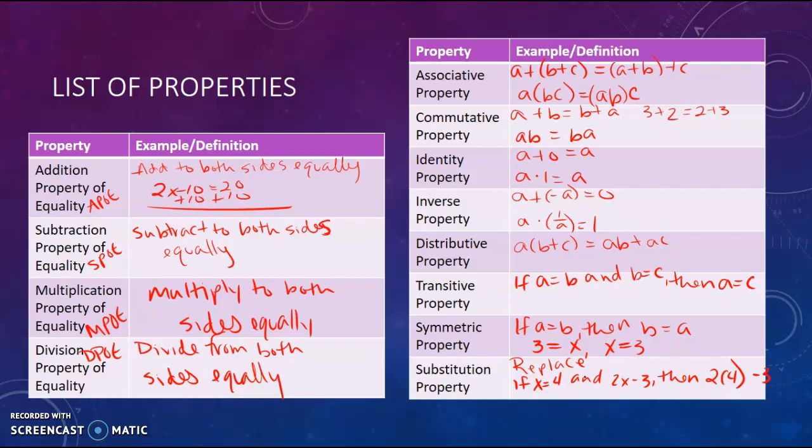So those are properties. These are properties you've worked with some of these before. Some of these maybe you haven't so much. The transitive property is basically just common sense. If two things equal the same thing, then they're equal to each other.